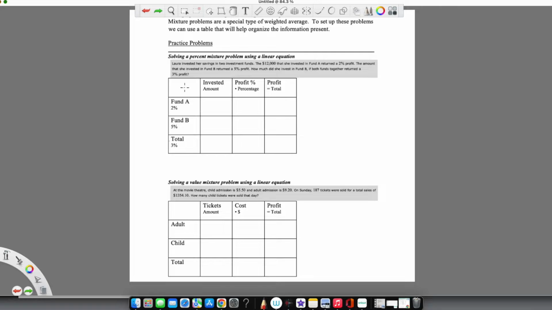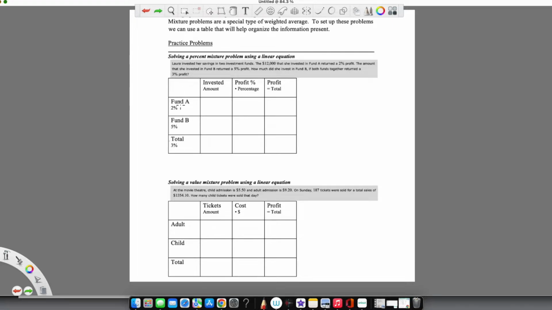So let's go ahead and read this problem. Laura invested her savings into 2 investment funds. The $12,000 that she invested in Fund A returned a 2% profit. The amount that she invested in Fund B returned a 5% profit. How much did she invest in Fund B, if both funds together returned a 3% profit?